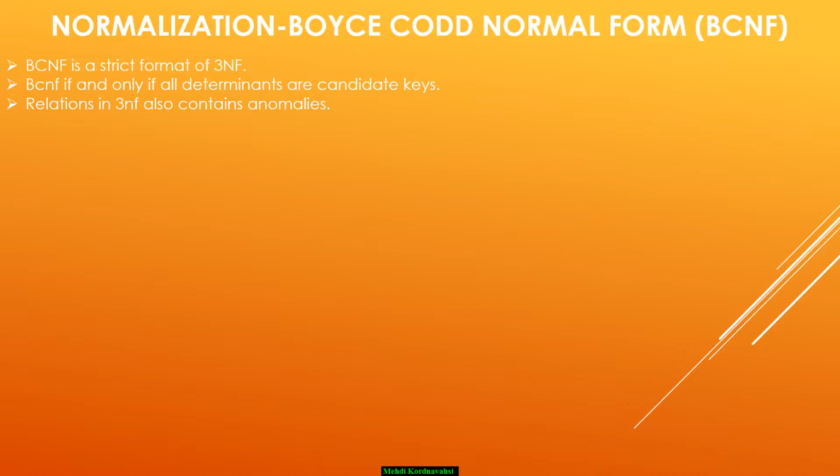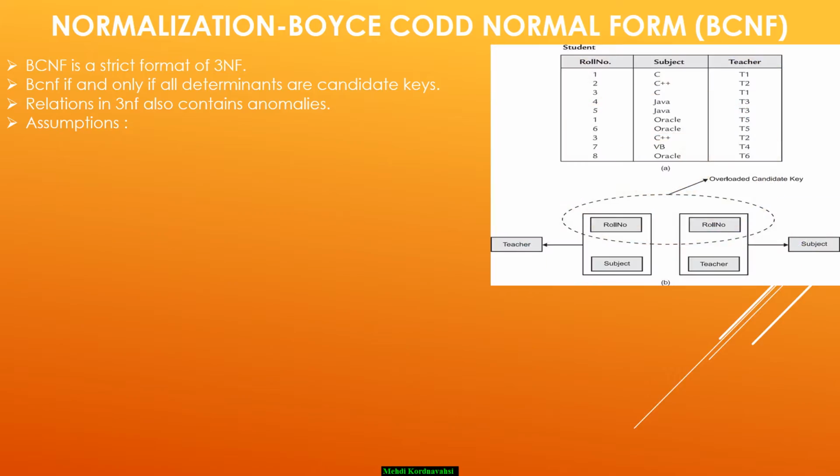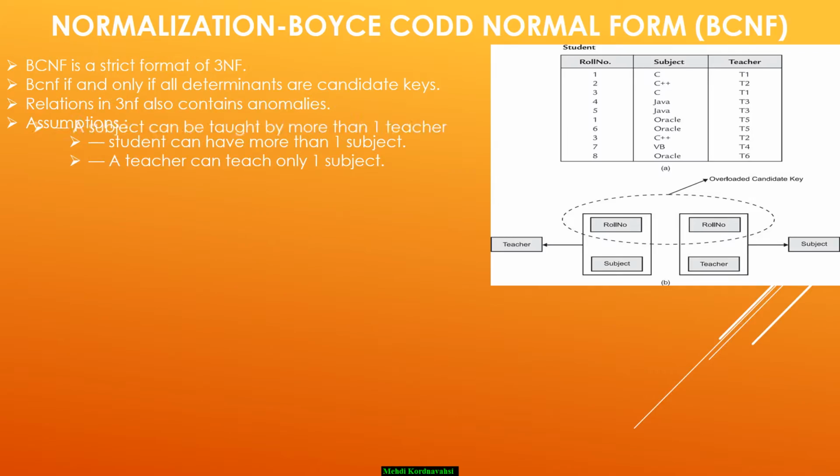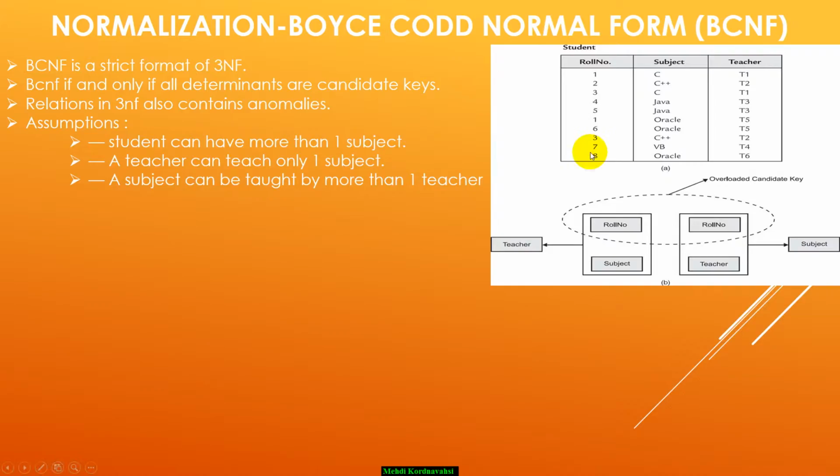Consider the relation student with 3 assumptions. The first, a student can have more than one subject. The second, a teacher can teach only one subject. And the third, a subject can be taught by more than one teacher. Let's see what happens.